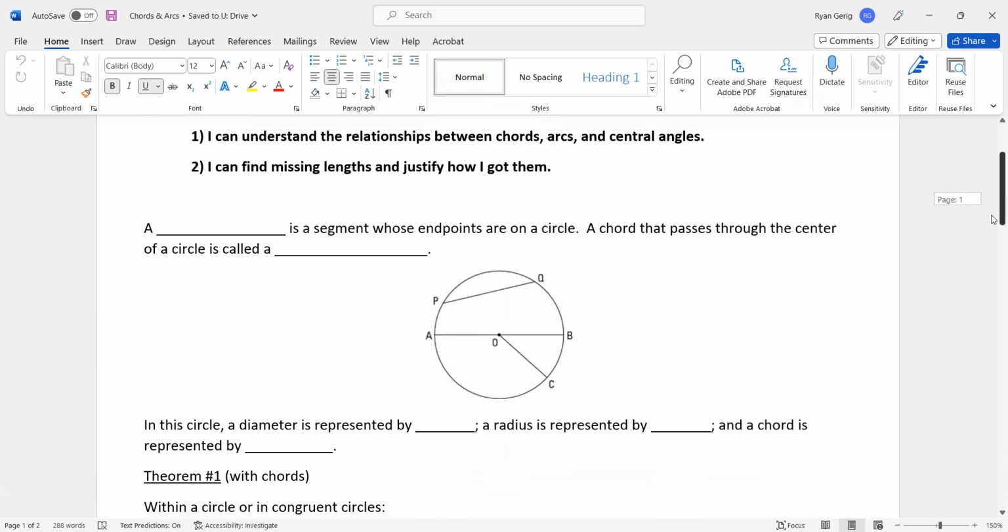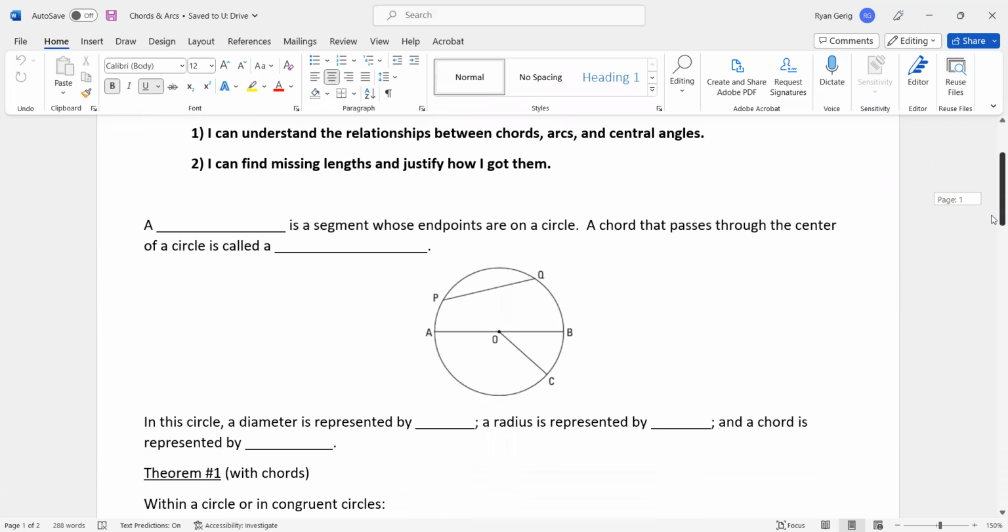So here we go. We're going to introduce chords. A chord is a segment whose endpoints are on a circle. A chord that passes through the center of a circle, you know this one, is called a diameter. So all diameters are chords, but a chord is not necessarily a diameter.